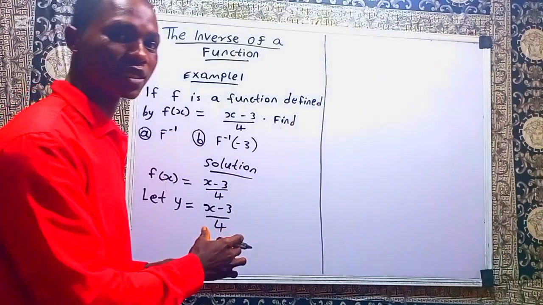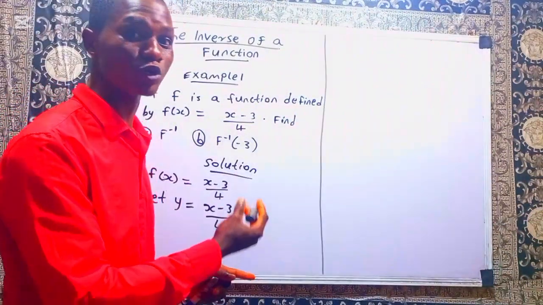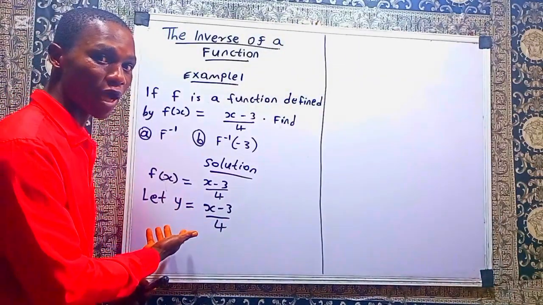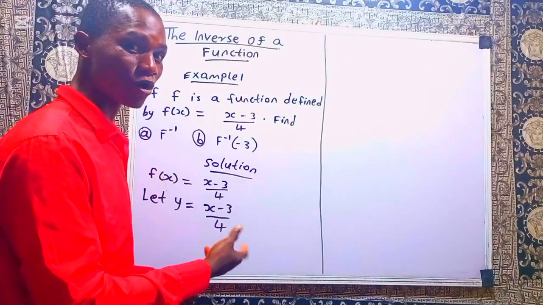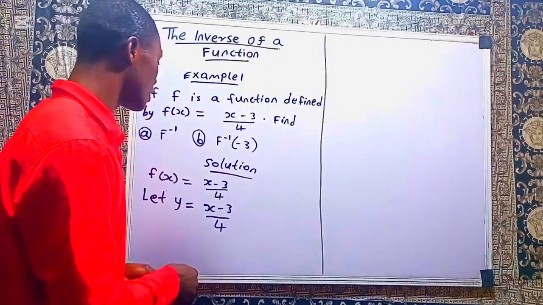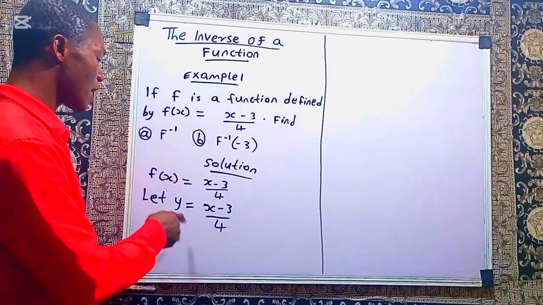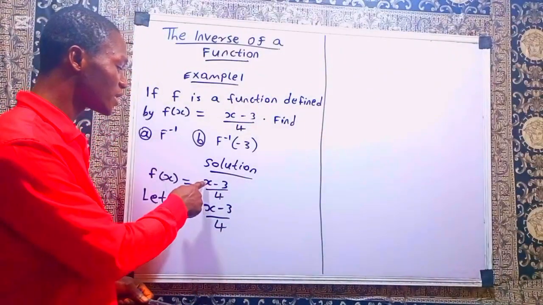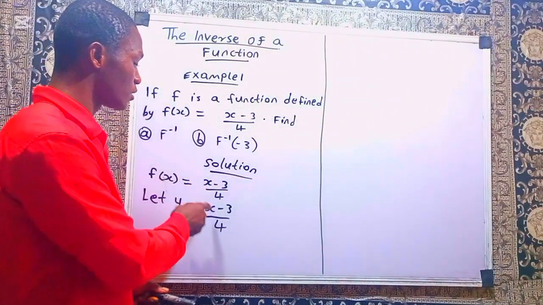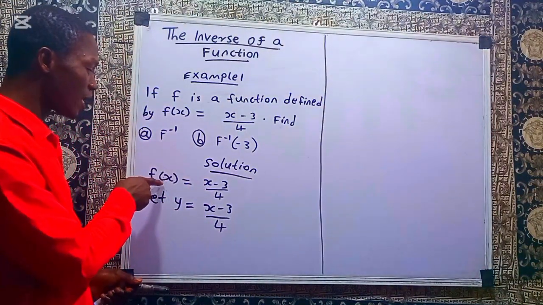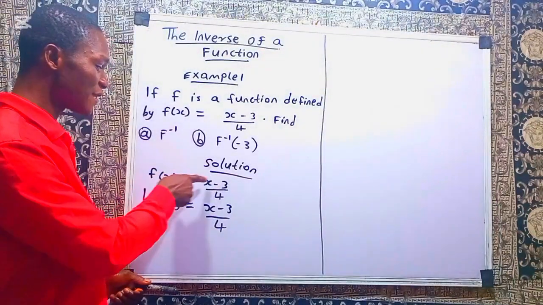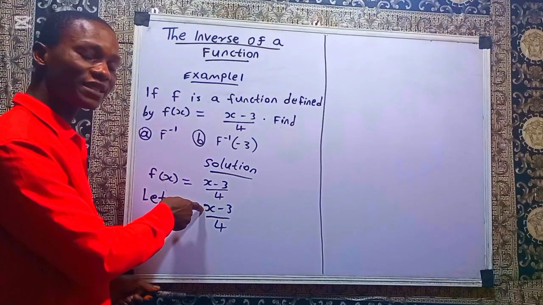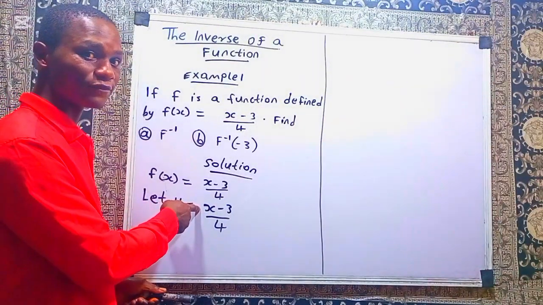If you are given a real valued function and you want to find the inverse, you can call it a particular variable y, or you can call it v or any other variable apart from x. So I call this function y. What I'm going to do is try to make x the subject of the formula. Remember, our f of x is this, which I have called y. So I will now solve this and make x the subject of the formula.